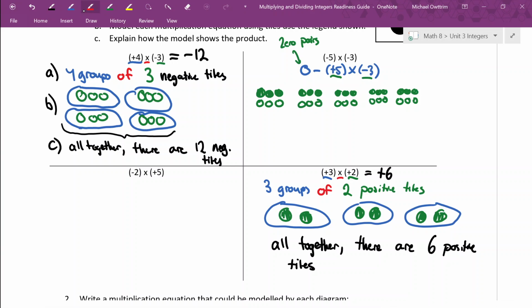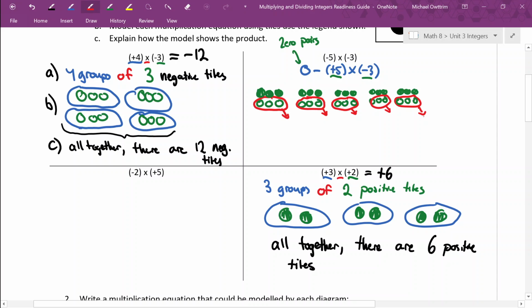Now we need to take away 5 groups of 3 negatives. So there's a group of 3 negatives, we're going to take them away. There's a group of 3 negatives, we're going to take them away. Another group of 3 negatives, another group of 3 negatives, another group of 3 negatives. Now remember, we draw this take away symbol to kind of show our work.